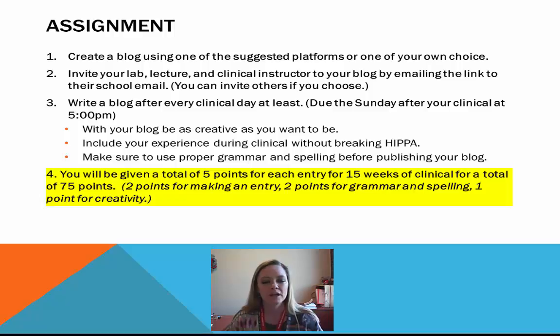So how will you be graded? You'll be given a total of 5 points for each entry, and you have 15 weeks of clinical. So for each clinical, you'll be given 5 points. For each blog, you'll be given 5 points with a total of 75 points. So with those 5 points, you get 2 for making the entry, 2 points for grammar and spelling, and then 1 point for creativity. So this is your assignment.